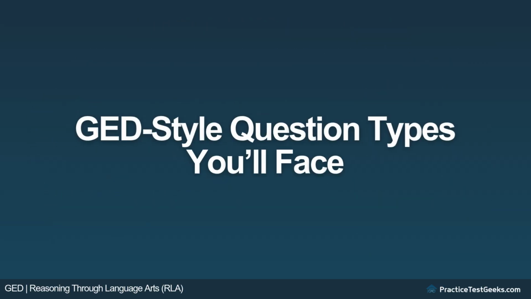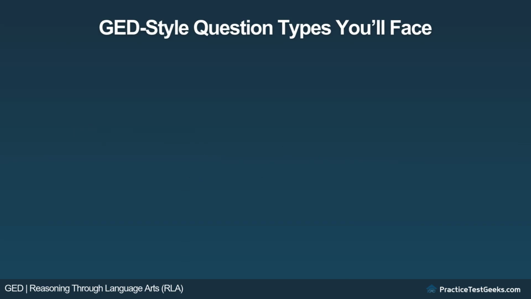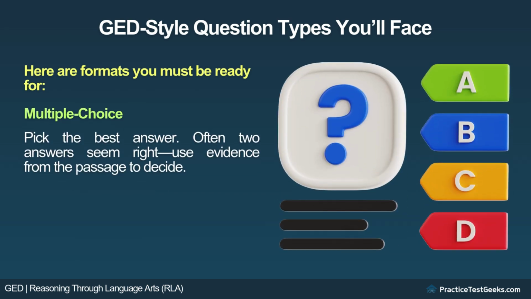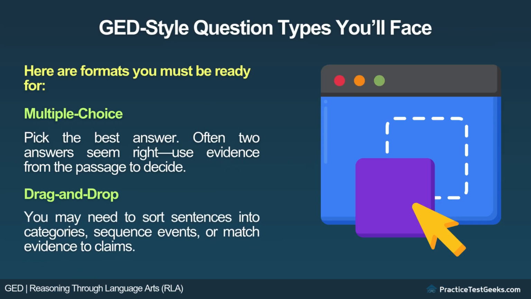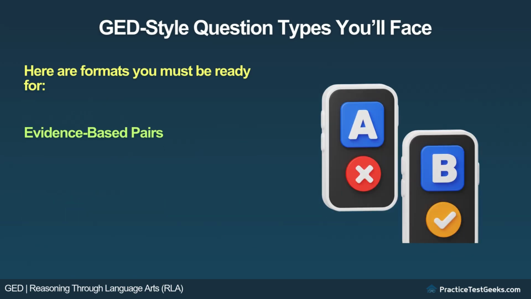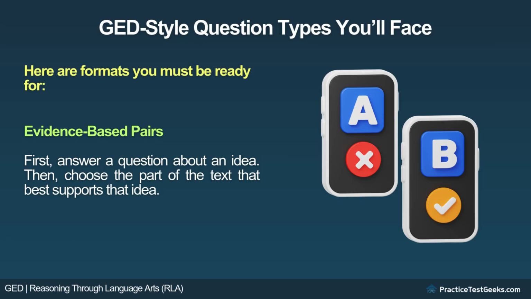Now that you know the core reading skills, let's look at the kinds of questions you'll actually see on test day. Understanding the format ahead of time will help you stay calm and confident. First, multiple choice. Pick the best answer. Often, two answers seem right, so use evidence from the passage to decide. Next, drag and drop. You may need to sort sentences into categories, sequence events, or match evidence to claims. Finally, evidence-based pairs. First, answer a question about an idea. Then, choose the part of the text that best supports that idea.